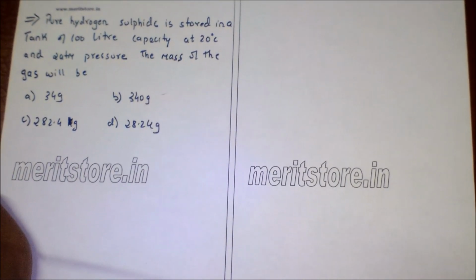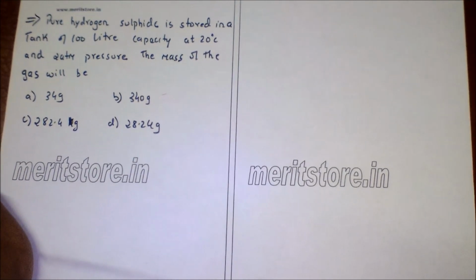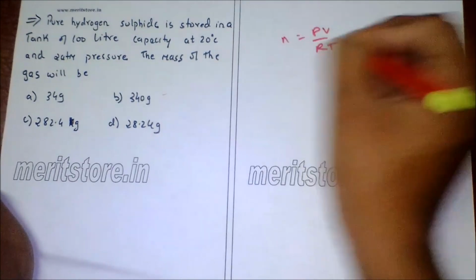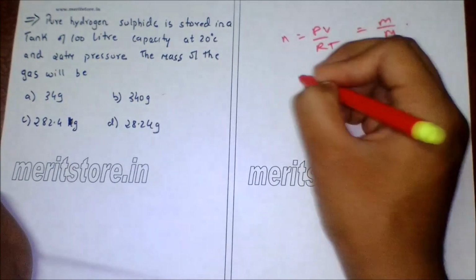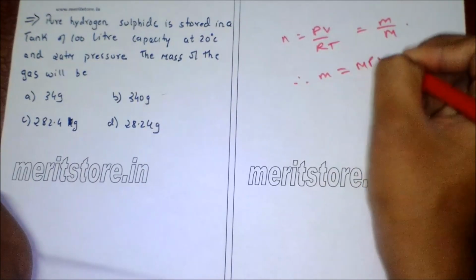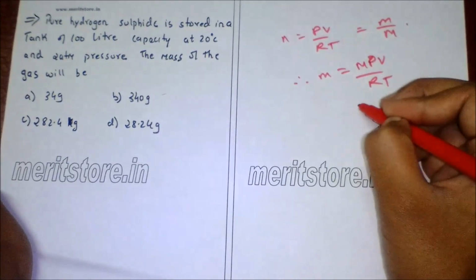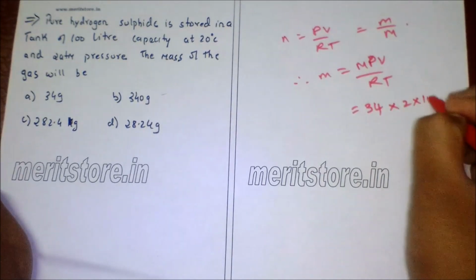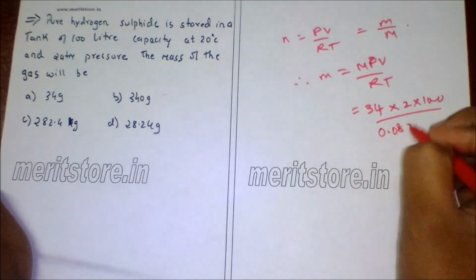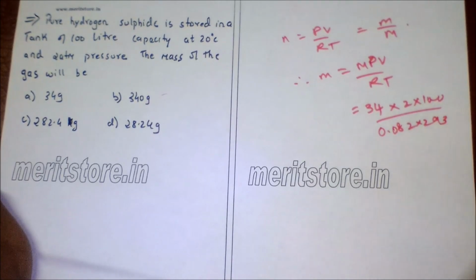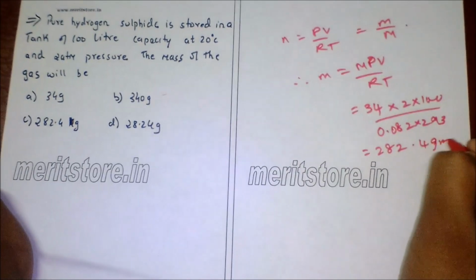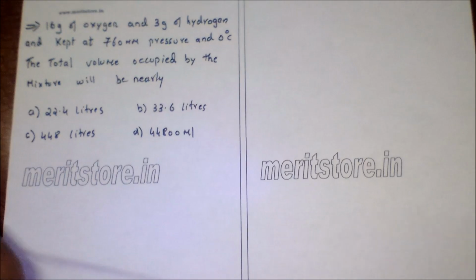Pure hydrogen sulfide is stored in a tank of 100 liter capacity at 20 degrees Celsius and 2 atmosphere. The mass of the gas will be? So we know that n is equal to PV upon RT. n we can write as mass upon molecular mass. Therefore mass is equal to MPV upon RT. Now we have to substitute the values. 34 is the mass of hydrogen sulfide, into 2 into 100, gas constant into 293 Kelvin. So this comes out to be 282.4 grams. So option C is the correct answer.